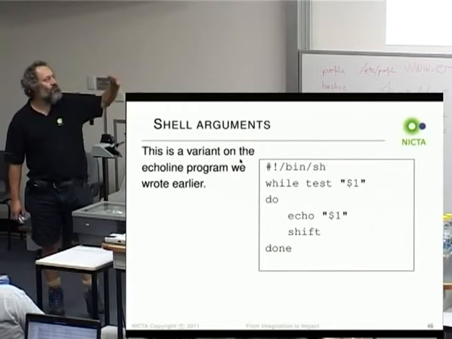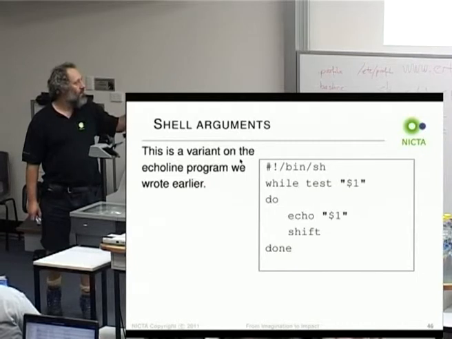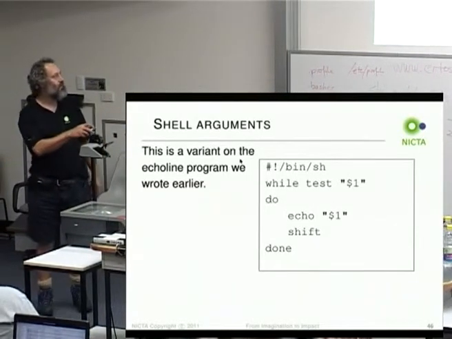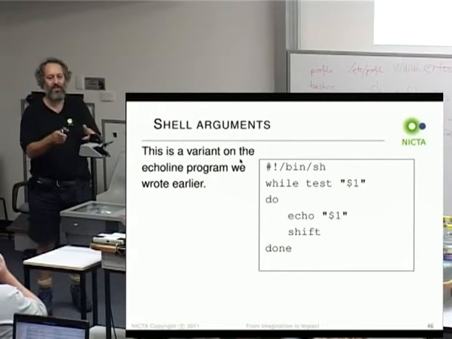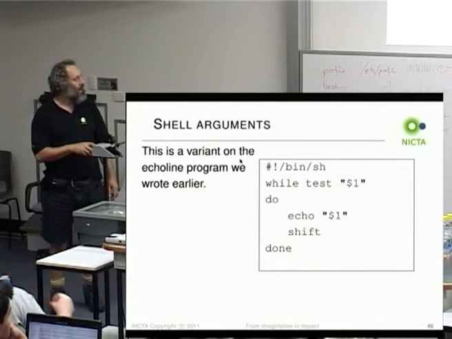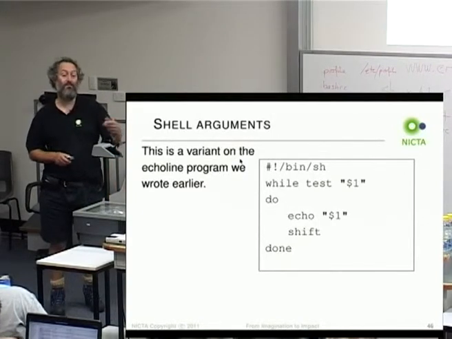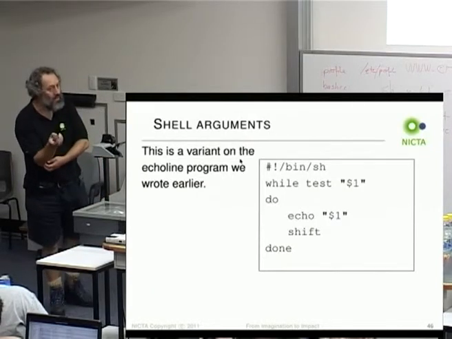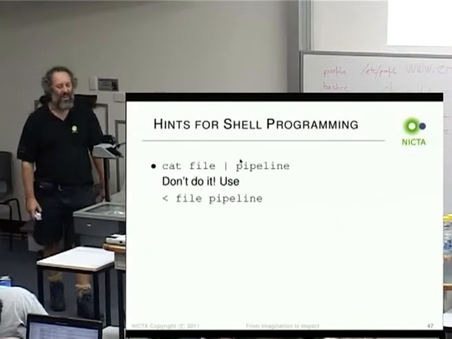Which means that we could have written that original echo command like this. While test $1, test with no dash x's or anything, just sees whether the string given is zero length or not. Echo if it's there and then shift. So that's exactly the same as the for x do echo $x. Unless you pass it, no, that should work too. Yeah. Yeah, you're right, it does.